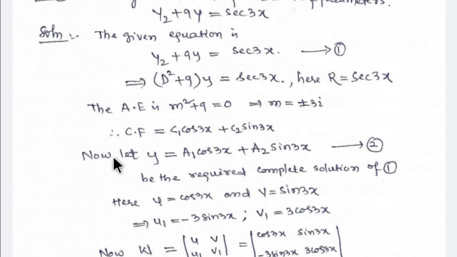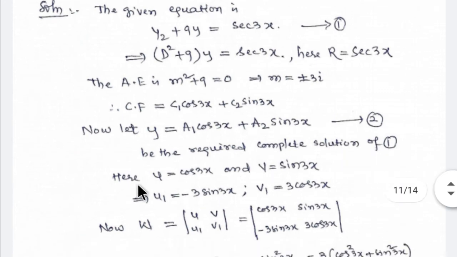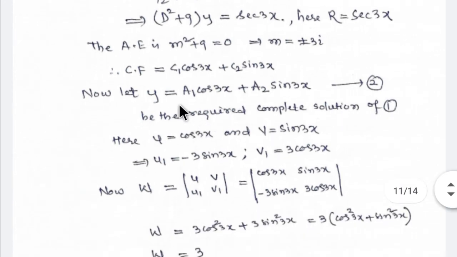So let us apply the method of variation of parameters. Let y equal a1 cos 3x plus a2 sin 3x, where c1 is replaced by a1 and c2 is replaced by a2. This is equation 2, the required complete solution of 1. Next our job is to find the values of a1 and a2. Before that, you have to find the Wronskian W first.